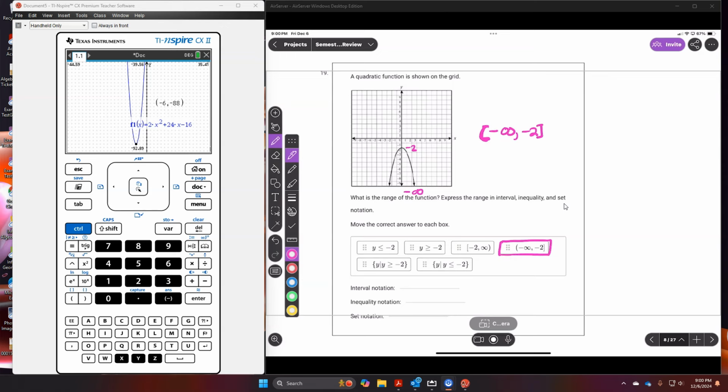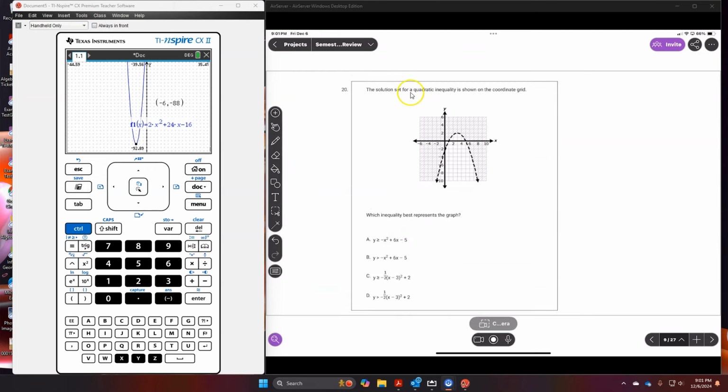Now, if you want to write down the inequality, it would be y is less than or equal to -2. So this one says y is less than or equal to -2. Y is greater than or equal to -2, that would be wrong. -2 to infinity, this would be wrong. The correct way to write this would be to use this notation. So that would be the correct way. On the test, just make sure that you pick this one because that is a proper way. We do this in class, but this is the proper way. Either one, if I look at the test, I'll give you the credit.